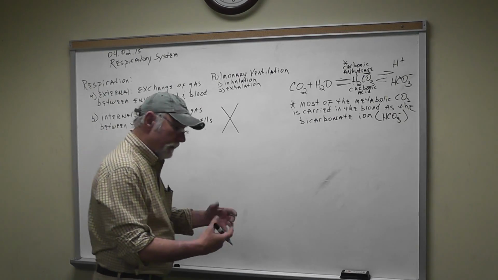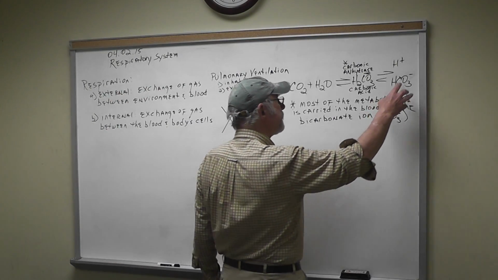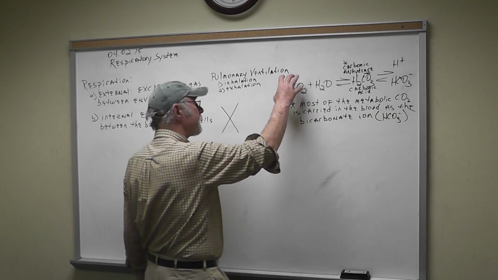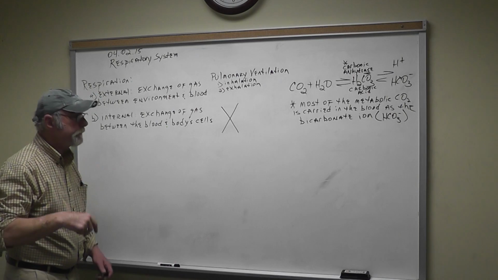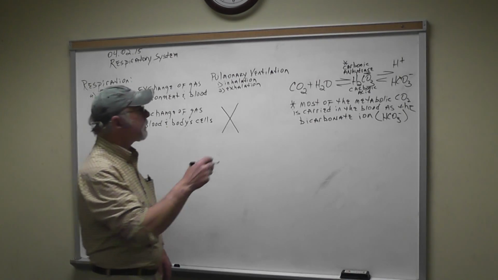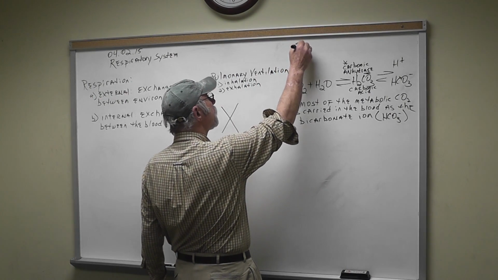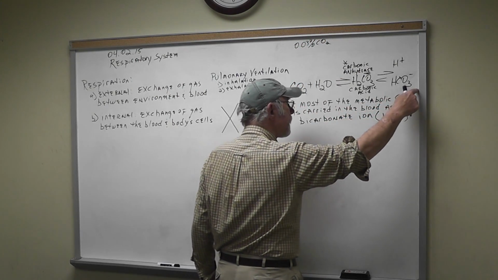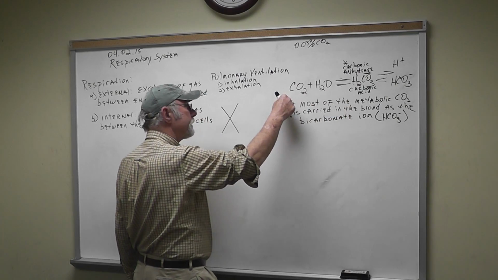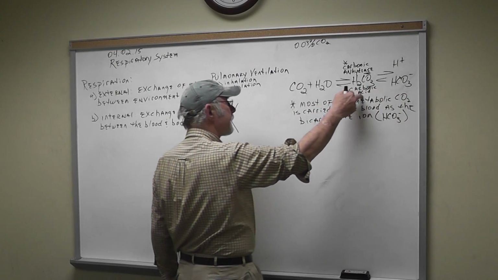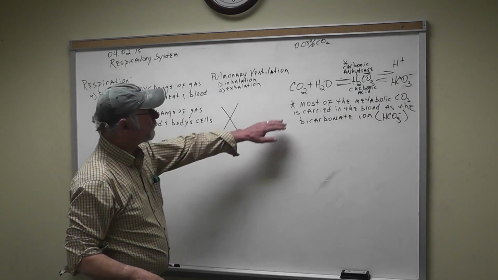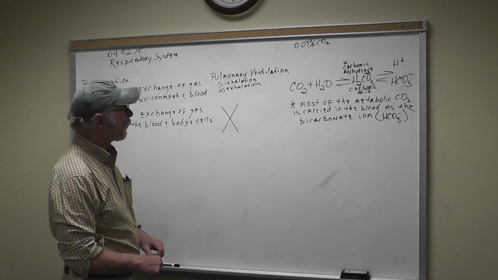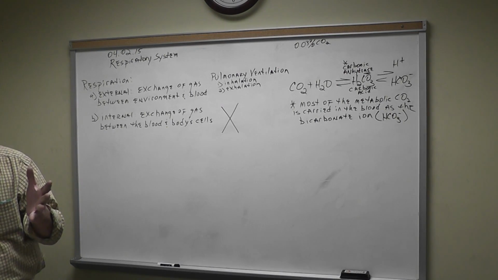Until it gets back to the lungs, at which time there is more of this bicarbonate than there is carbon dioxide, because ambient air contains only about 0.03% CO2. The point being is then that the reaction is driven back this way. The bicarbonate ion goes through this reaction, comes back to its CO2 form, and then we breathe that out.